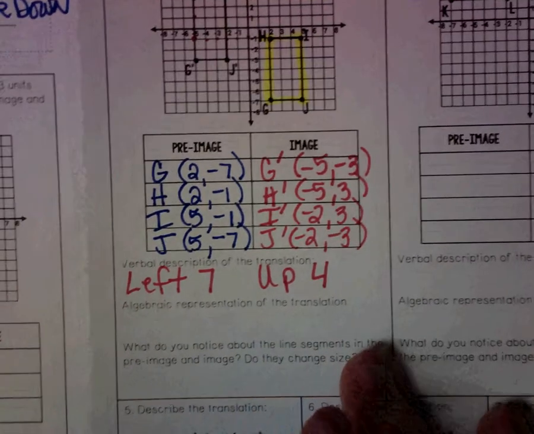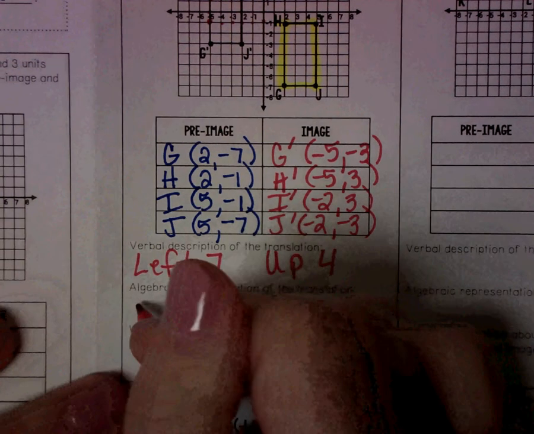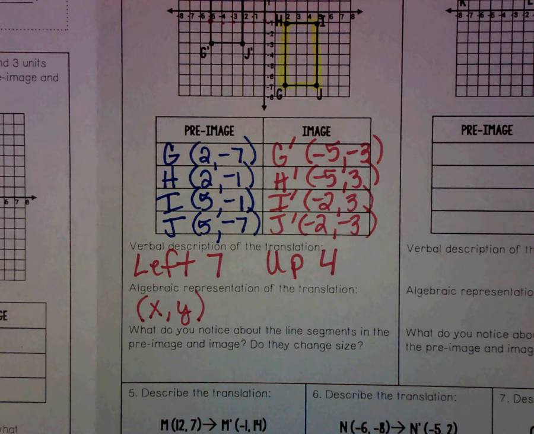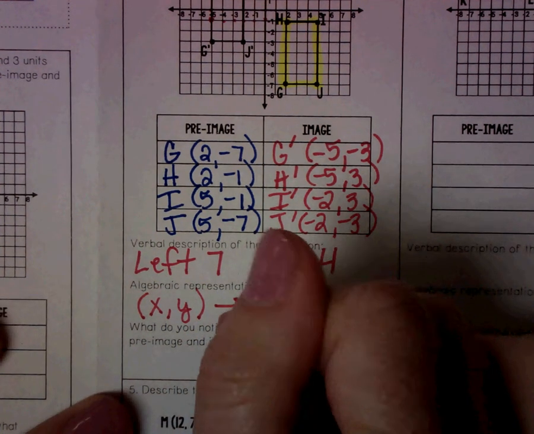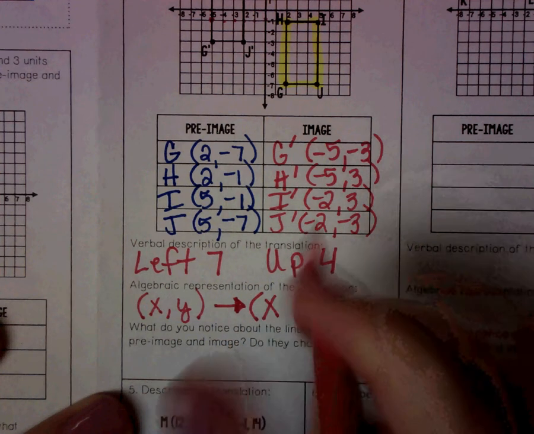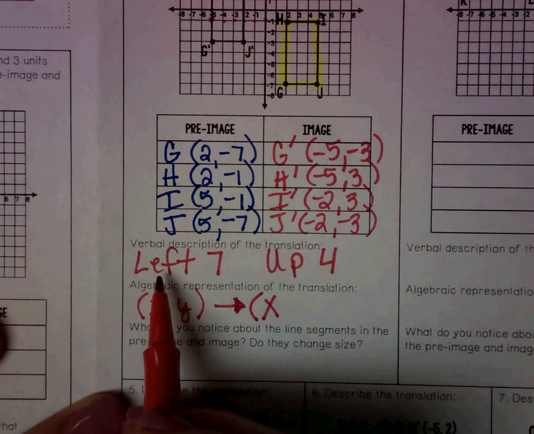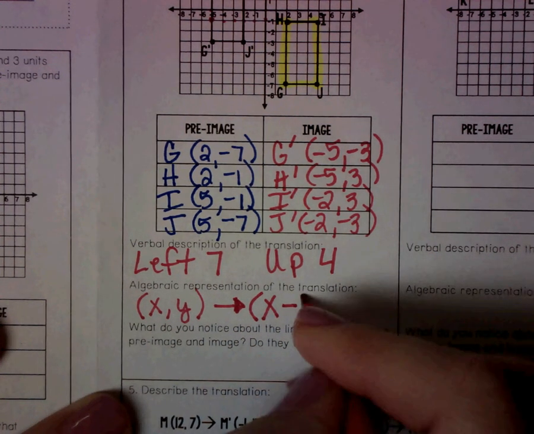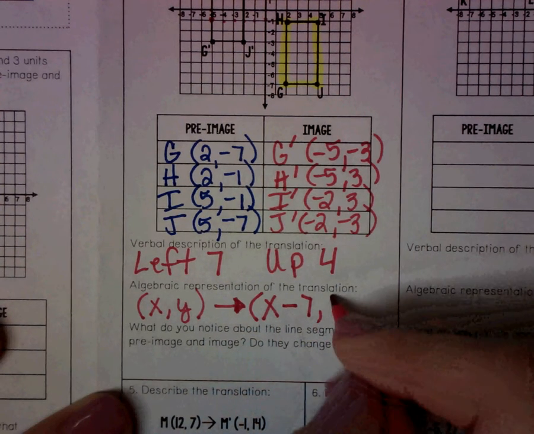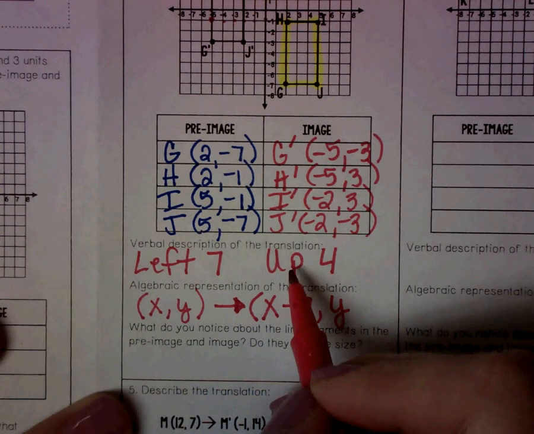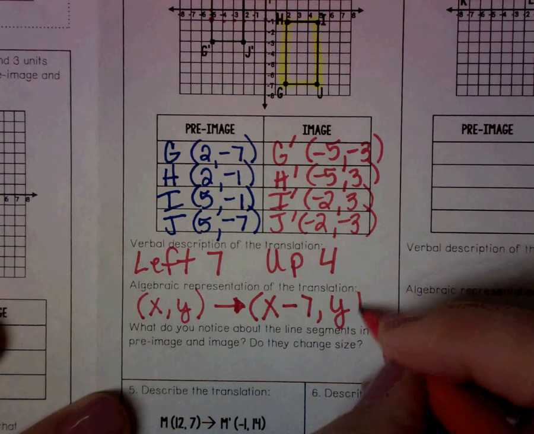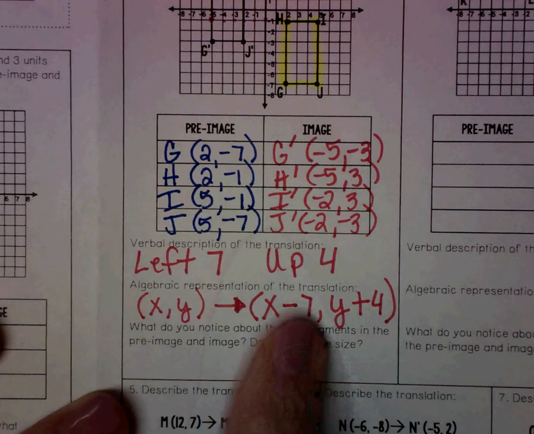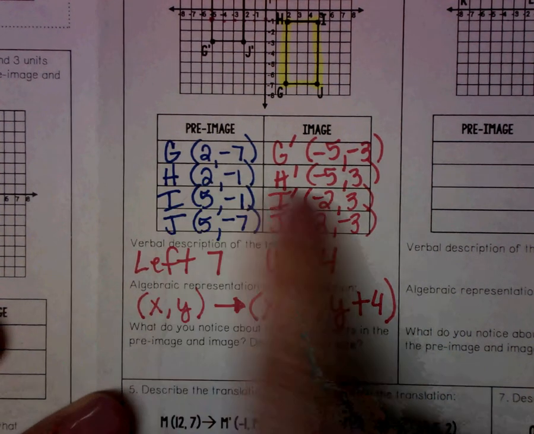Okay, let's see if we can put that into our algebraic rule now. Remember that we start by saying x comma y every single time. x comma y. Draw our arrow. Okay, so let's talk about it. What did we do to our x? If we went left, is that adding or subtracting? I hope you said subtracting. So we're going to subtract 7 from our x's, okay? And then our y's, what did we do to them? We went up. Well, up is a positive movement, right? So we're adding 4 to each coordinate. Now look at your coordinates. Did you do these things to those numbers in those coordinates?